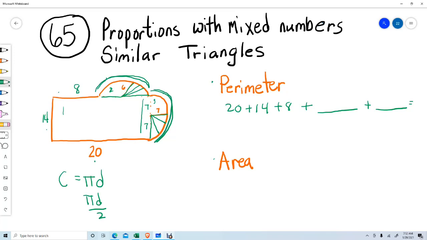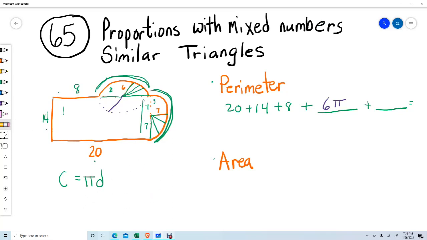Let's calculate that. Okay, so we have pi, let's finish this imaginary circle here. I know it looks like an egg, but it's a circle. If the radius is 6, the diameter is 12. Okay, and 12 divided by 2 is 6. That's going to give me 6 pi. Let's do my second one.